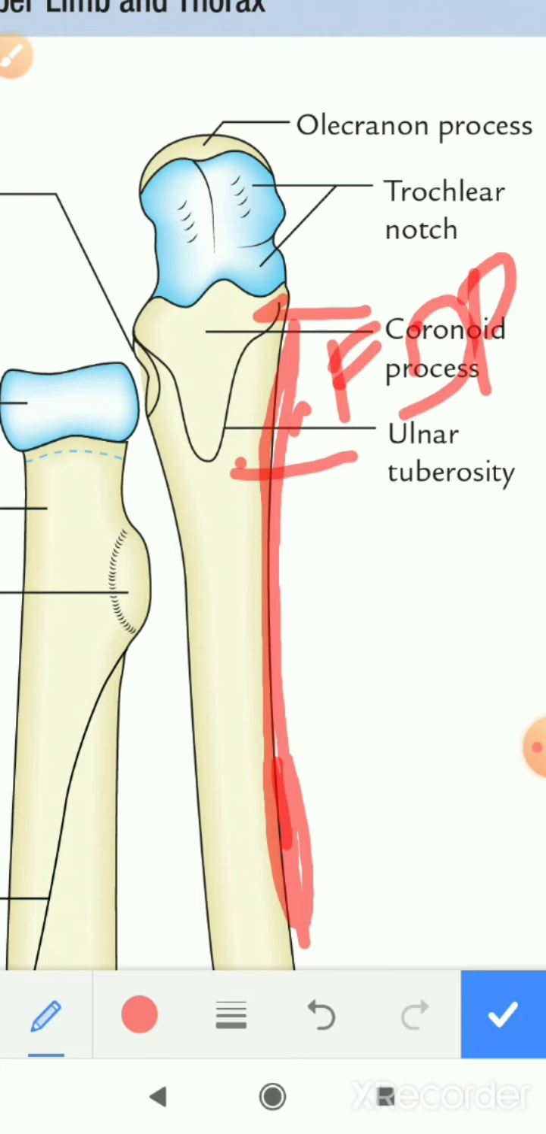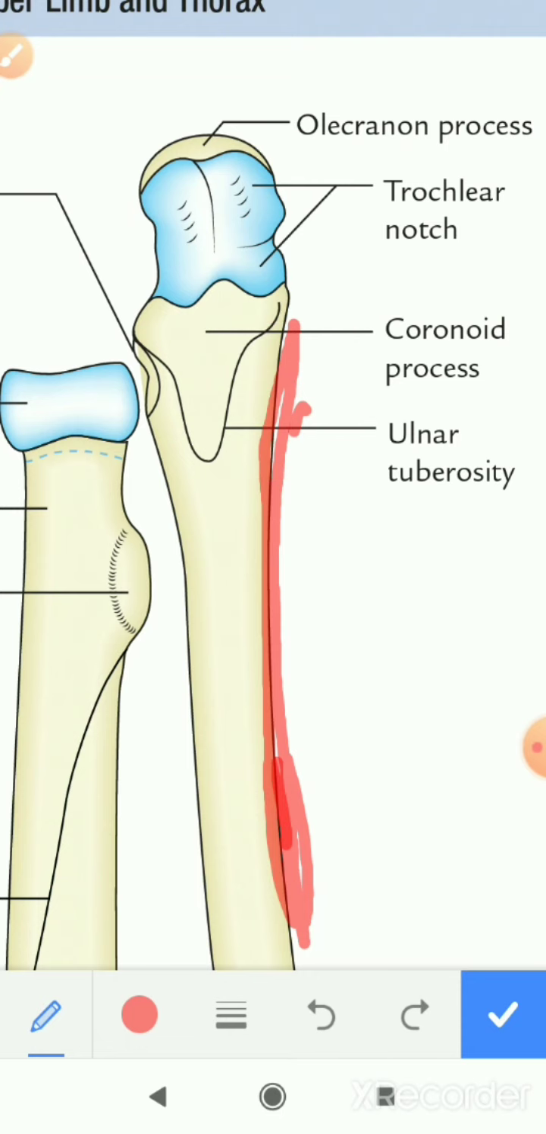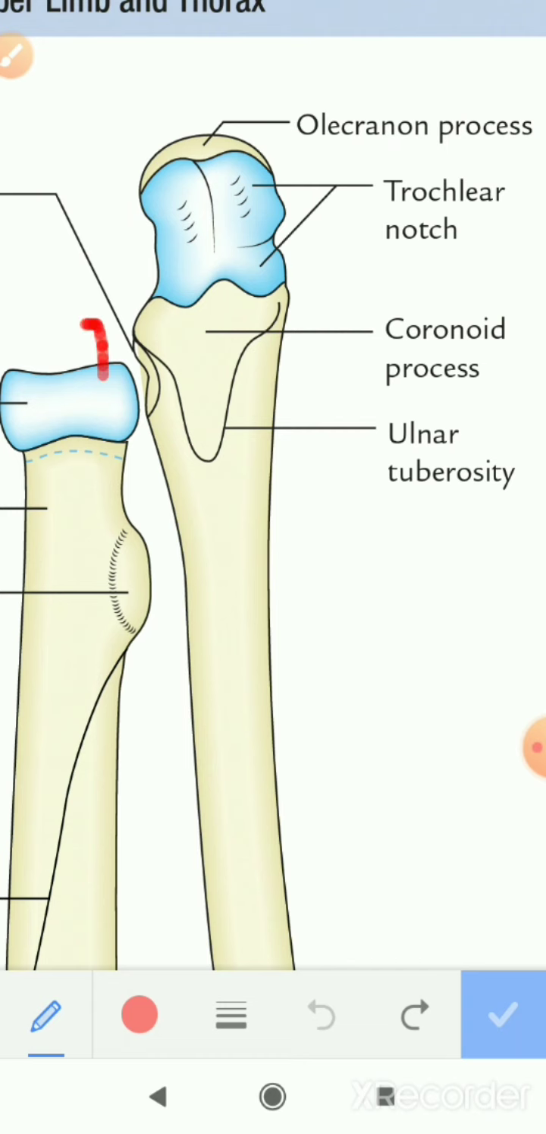Then come to the lateral surface. The upper part of the lateral surface of the coronoid process possesses a radial notch for articulation with the head of the radius and forms the superior radio-ulnar joint, which is a pivot type of synovial joint. Look at that. This is the lateral surface.